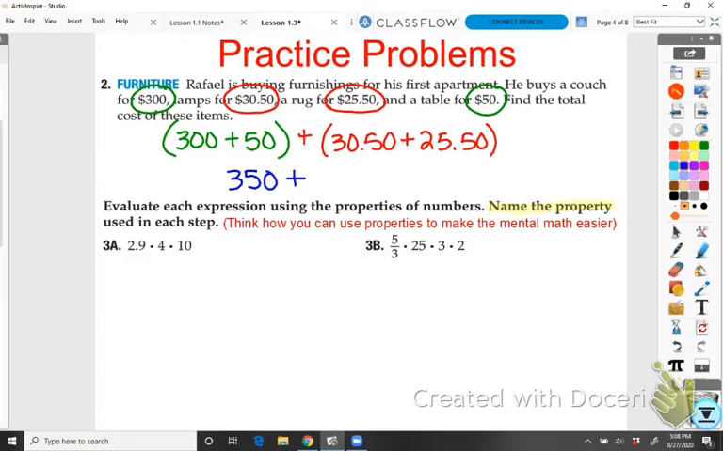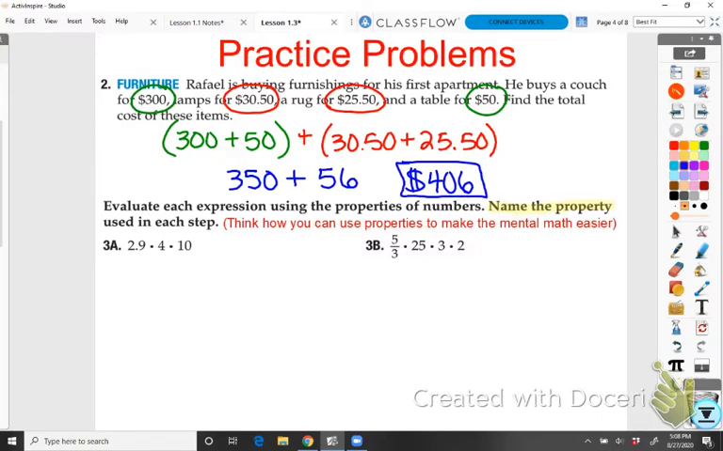And then if I add these two together, you're going to get 56. And then that just equals $406 total. So you should be able to do that without a calculator.